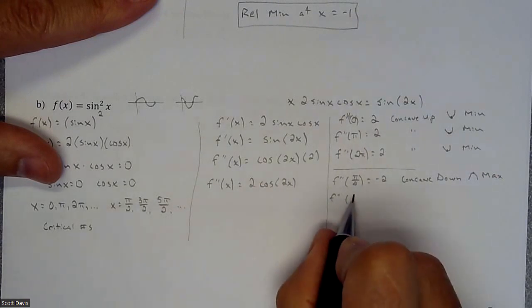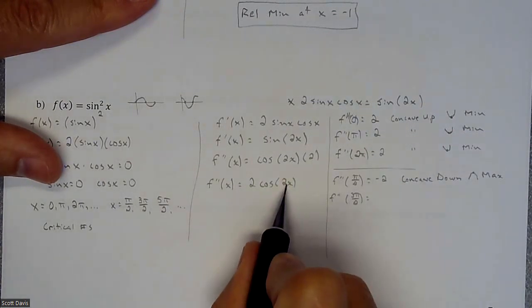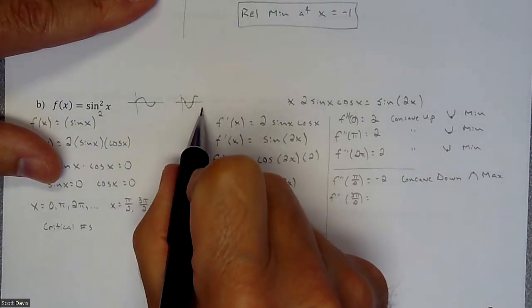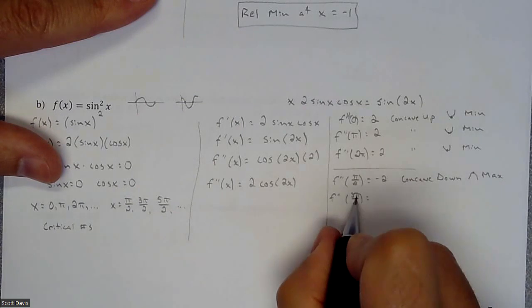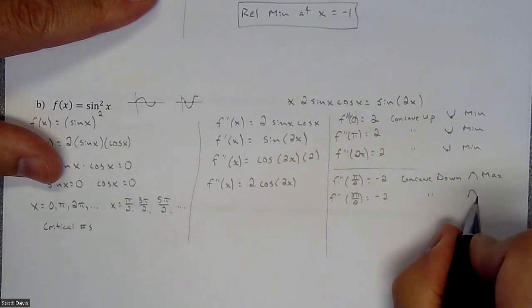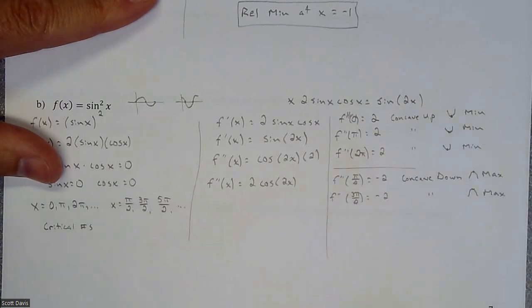So I'll go to 3 pi over 2. 3 pi over 2 times 2 is 3 pi. So 3 pi would just be us back at that same bottom point. So that's going to be a -2, concave down. We're getting a maximum again. And then on and on and on.